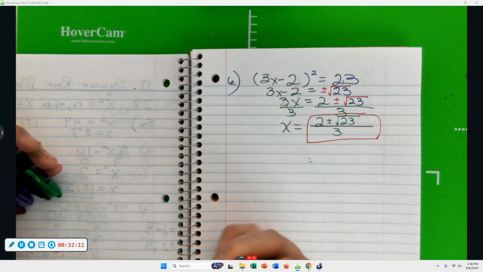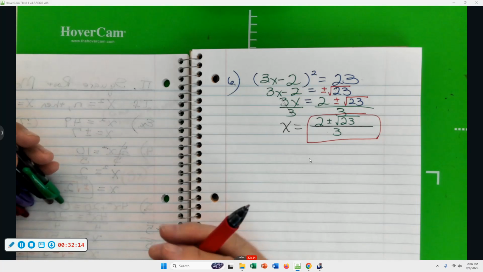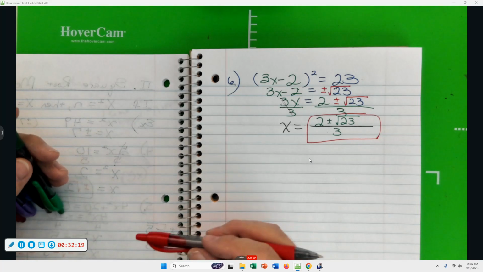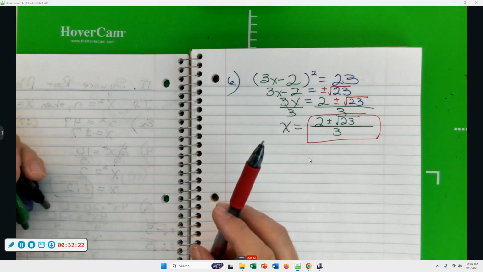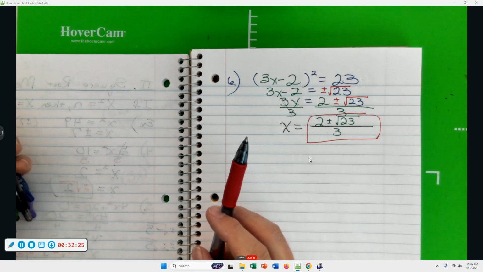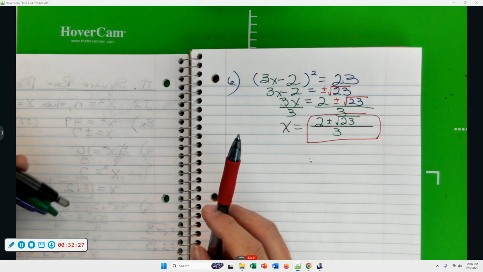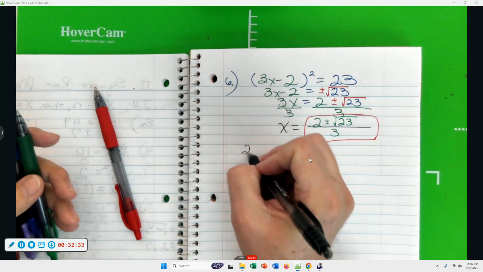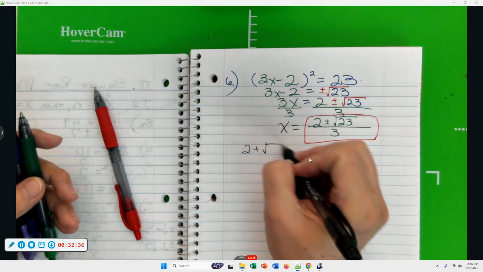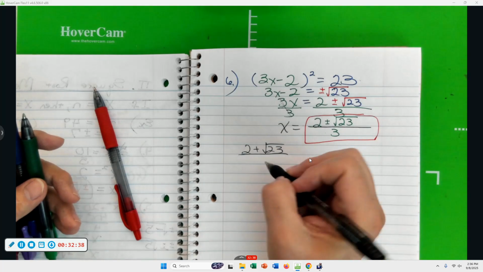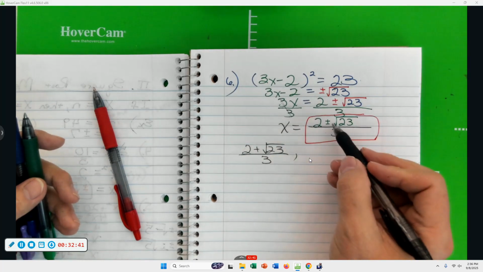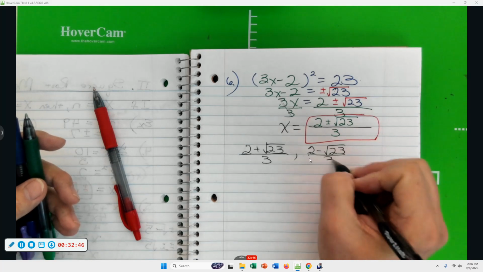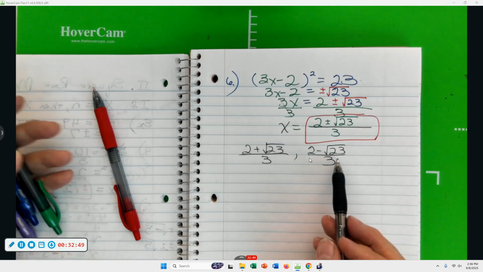Question: how could these plus and minus signs fit into the fraction when we solve the problem? Because we had two solutions. The first is 2 plus the square root of 23 all over 3. The second solution is 2 minus. That plus or minus is just making it easy for us so we don't have to write the two separate answers.